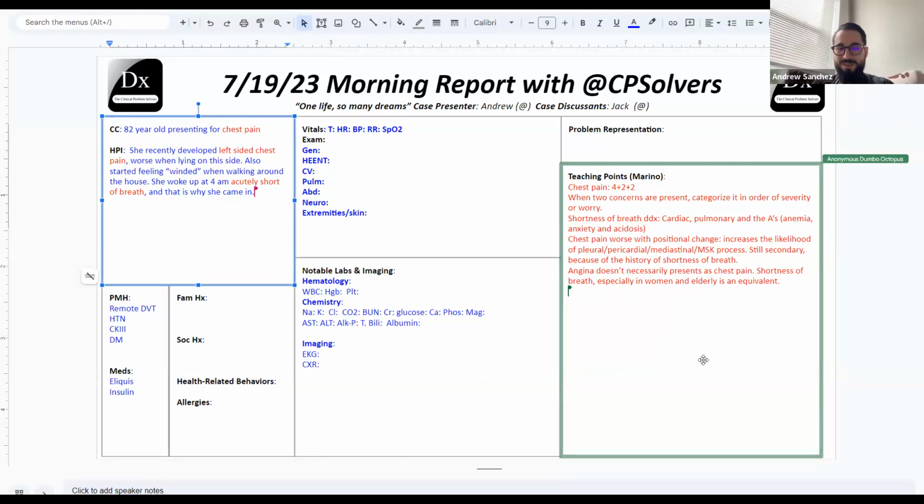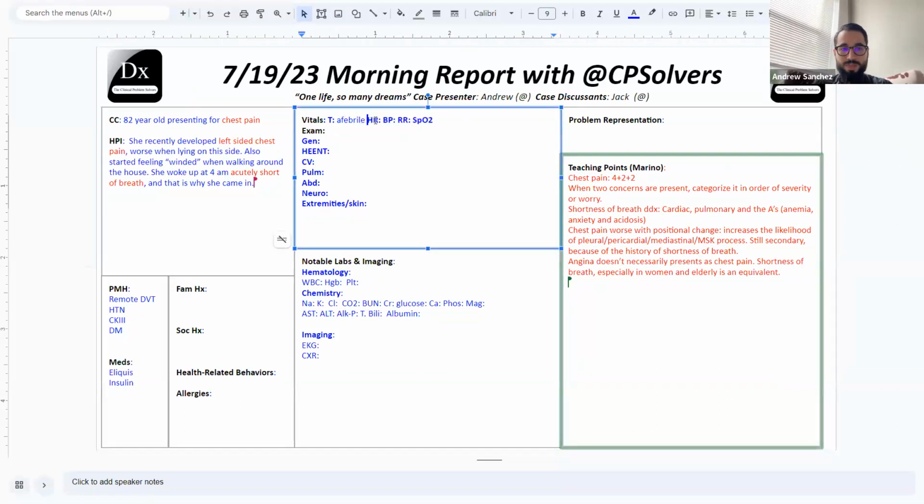Okay, let me give you a little bit more information. So she presented afebrile with heart rates in the 100s, and her blood pressures were 100 to 130s over 70s, and she was saturating 95% on 2 liters of nasal cannula. She had an EKG that showed normal sinus rhythm, no evidence of MI. And on exam, she looked comfortable lying still. She was sitting upright in bed, no icterus on head and neck exam.